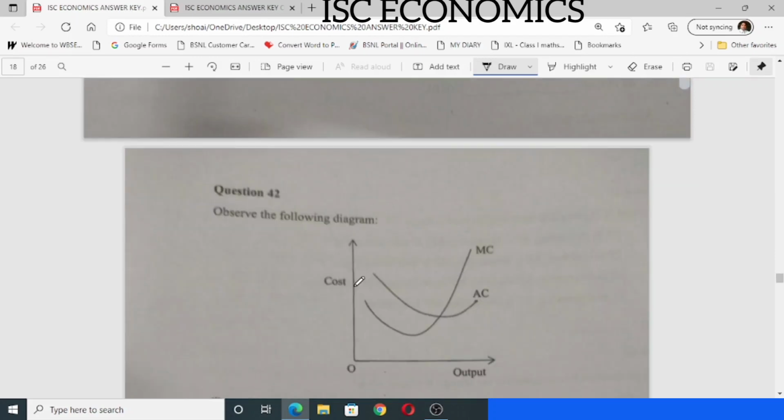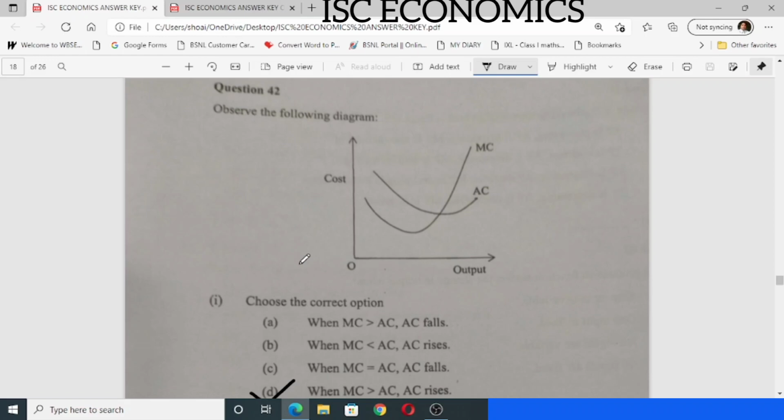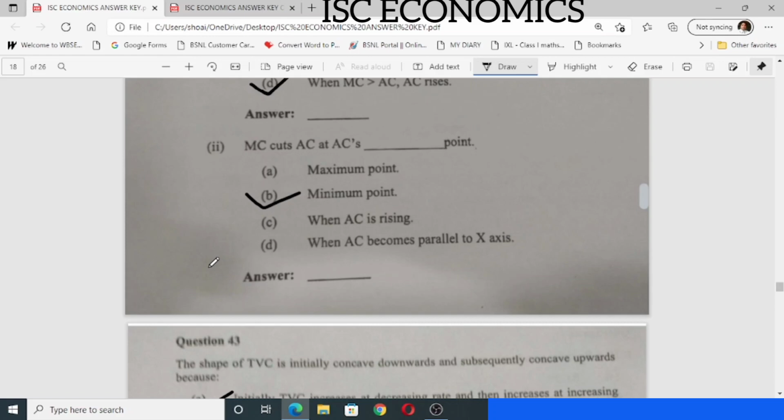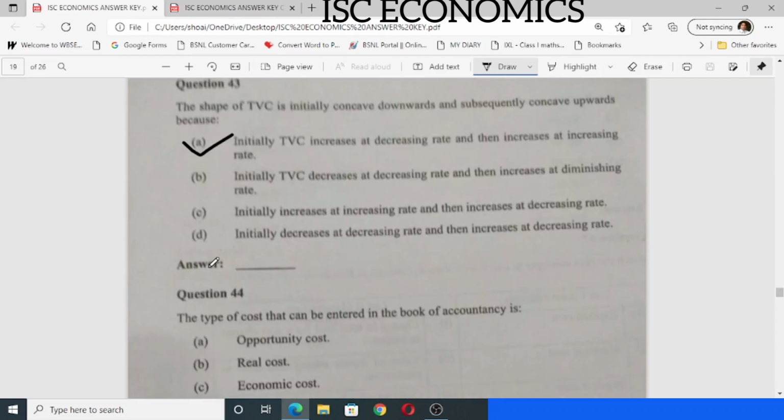42. Observe the following diagram. On the basis of this, number 1, answer D is correct. Number 2, B is correct, minimum point. 43. The shape of TBC is initially concave downwards and subsequently concave upwards because initially TBC increases at a decreasing rate and then increases at an increasing rate. A.